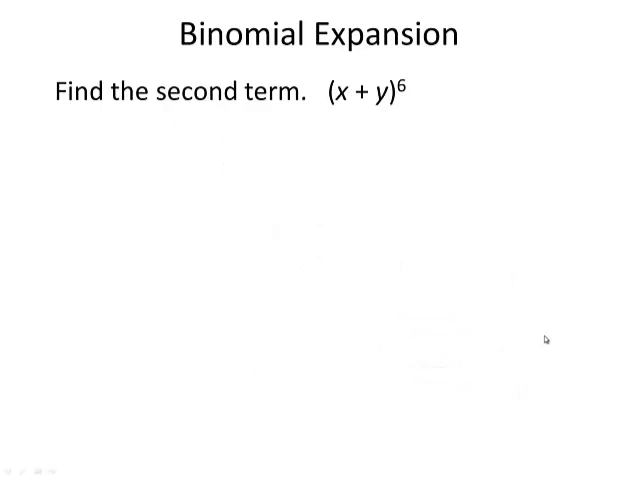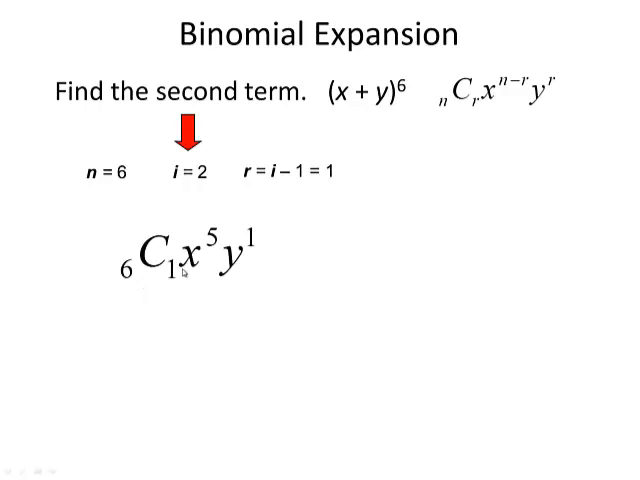Let's do another one. Find the second term for this binomial. So n is 6. i is 2, which makes r 1. Putting all of this together, we get 6c1, x to the 5th, y to the 1.